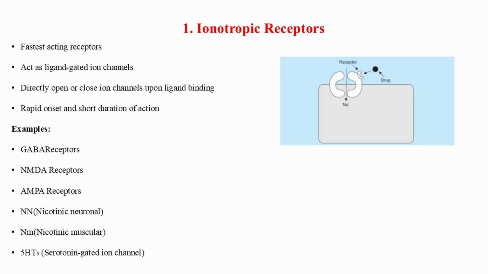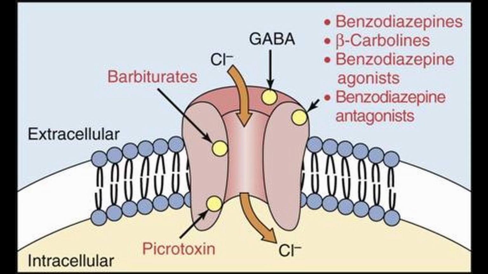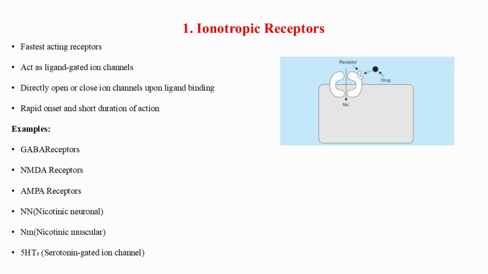Now let's meet some real life ionotropic receptor heroes and the drugs that work on them. First one is GABA A receptors. This is the calming shield. The drugs here are benzodiazepines like diazepam. They bind to the GABA A receptors, enhance the GABA action, thereby boosting the chloride ion influx, due to which neurons get hyperpolarized and prevent overexcitation. So what is the result of this? It results in calmness, sedation, and anxiety relief. Another example under the ionotropic receptors is NMDA receptors.